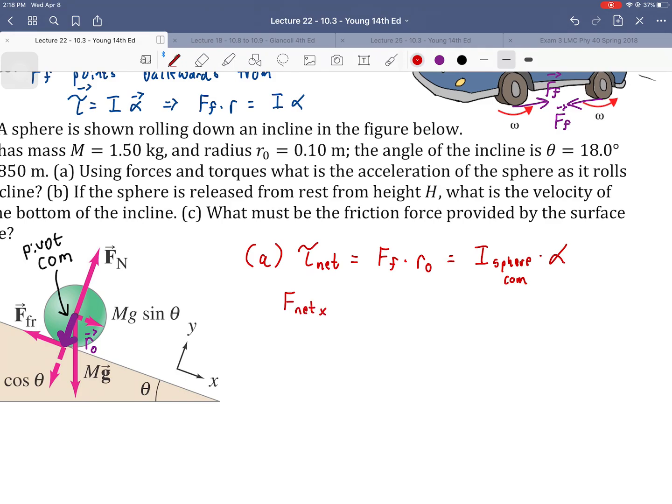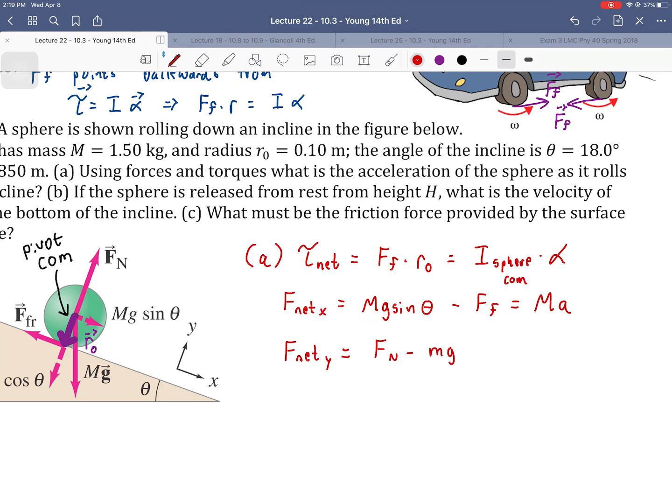And that's also the one that we showed using a calculus trick. And then we go down to our F net x. What's going on in the x direction? We're using these tilted axes, with positive x being downhill and positive y just normal to the surface. In the x direction, we've got a positive component of gravity, so we'd have mg sine theta. Then we subtract the friction force, f sub f, and that equals simply ma, because this rolling object is both accelerating in rotation and accelerating in translation.